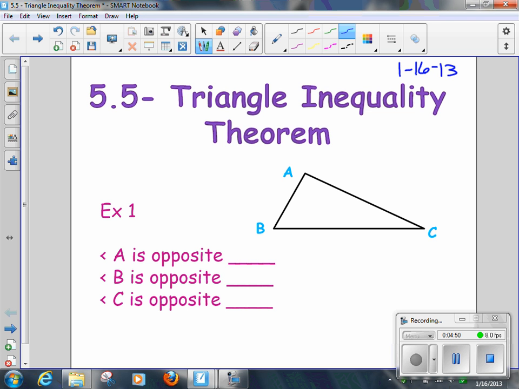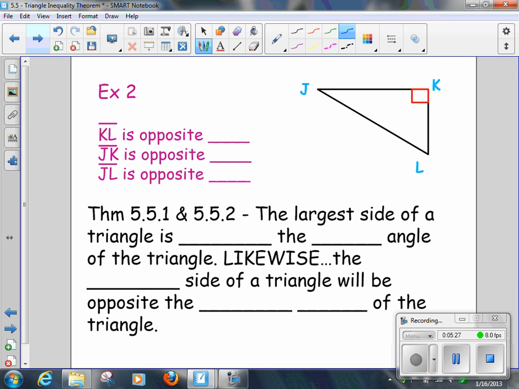Triangle inequality theorem, folks. All right, I'm going to go fast. You'd better hang on. If you miss something, it's your job to go and watch the recording later. We've talked about this before. Angle A is opposite which side? BC. Name it correctly: segment BC. Angle B, write this down, is opposite which side? AC. Very good. Angle C is opposite? AB. Very good. Everybody cool with that?